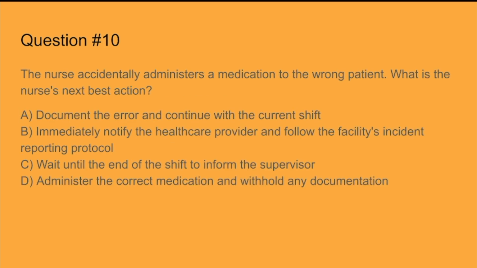Okay, last question, number 10. The nurse accidentally administers medication to the wrong patient. What is the nurse's next best action? A, document the error and continue with the current shift. Remember guys, documenting is typically the last thing we want to do, especially in a case where we just made an error. We will always want to have patient safety be the number one thing on our mind.